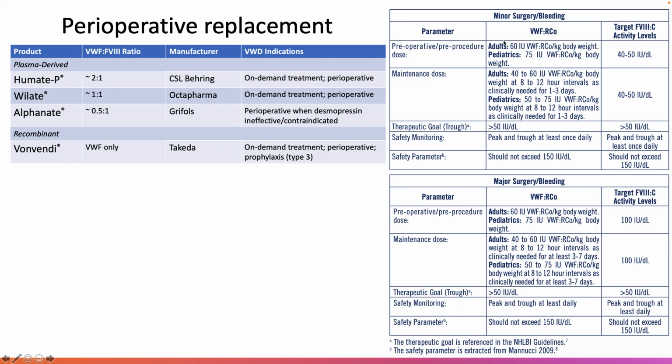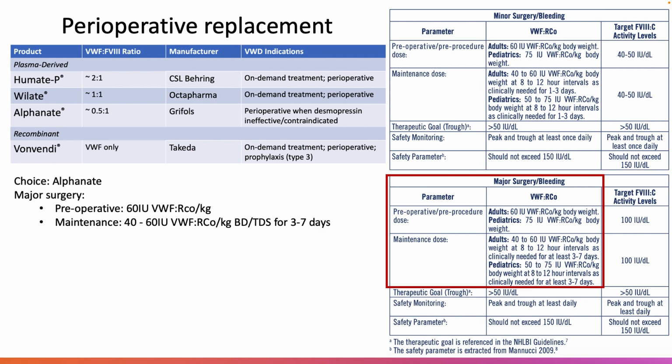You can see that Alphanate contains more factor VIII than von Willebrand factor. You can see the dosing for minor or major surgery, and then what is the indication, for example pre-operative optimization followed by the maintenance. There are two different doses. Okay, so for example, this patient is going through an ENT surgery, which can potentially be quite predisposed to bleeding. We are worried. We have classified her as some form of major surgery.